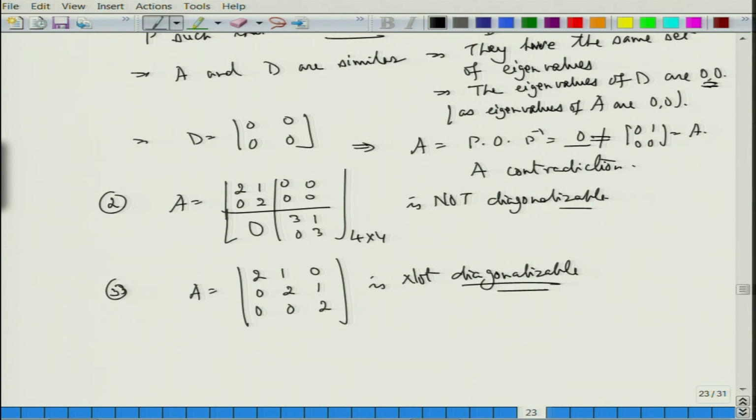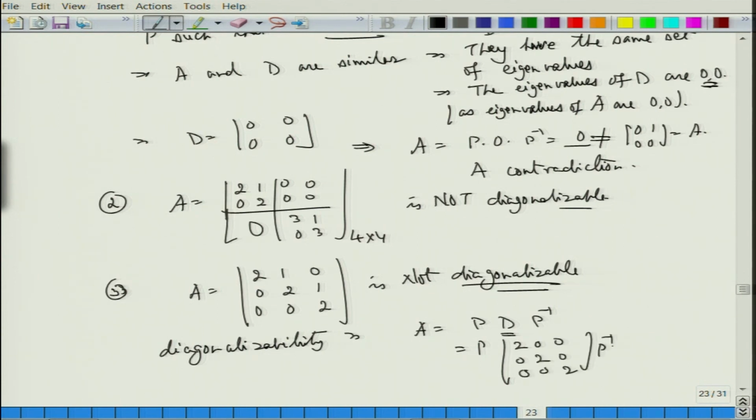because diagonalizability implies A is equal to P D P inverse, which will be P times D, with eigenvalues here, so it will be 2, 0, 0, 0, 2, 0, 0, 0, 2, times P inverse, which is 2 times identity, which is not A. So why should you get this as the diagonal matrix? Think about it. I want you to understand that. That's very important for us. And we end this lecture with this idea itself. All right. Thank you.